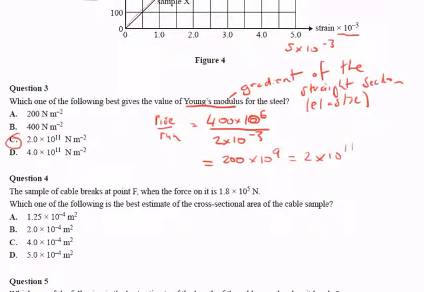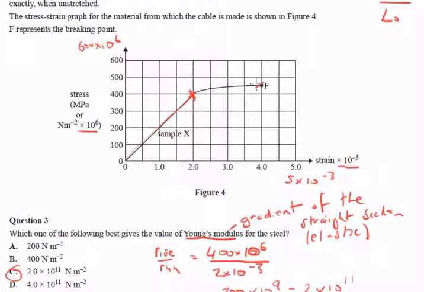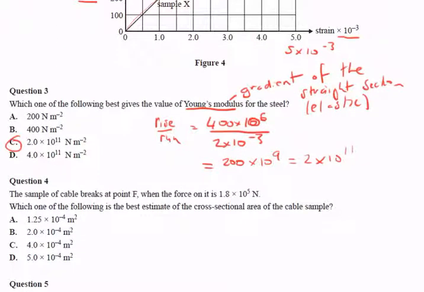The sample of the cable breaks at point F, so it breaks here, when the force is this force. Which of the following gives the best estimate of the cross-sectional area? Okay, so we're getting given force, so we have to calculate area. What's the thing that relates those two together? It's stress equals force divided by area. That symbol there is just stress. So if I want to find area, I can rearrange this equation, and it'll become A equals force over stress.